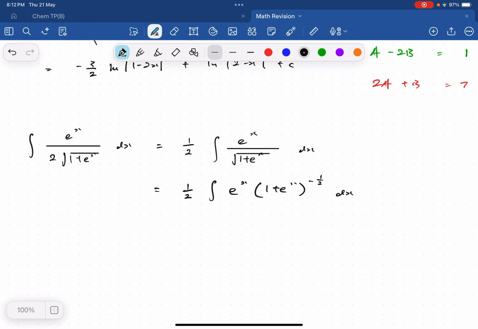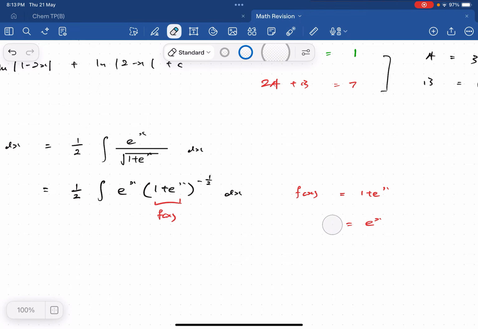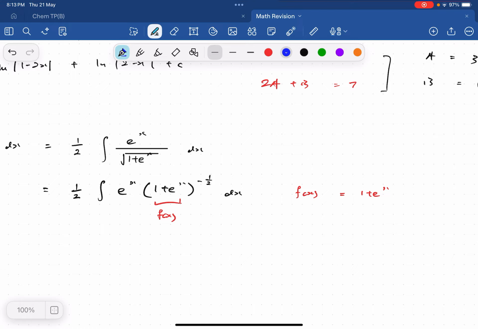And the thing that you notice, what is the function that we have in here? The function that we have in here is 1 plus e^x. What is going to be the derivative of this function? So let's label this function f(x). If f(x) is 1 plus e^x, then what is going to be f prime x? f prime x is just going to be e^x. Let me write that in blue for you. f prime x is e^x, and this e^x is right here. So this is f prime x.